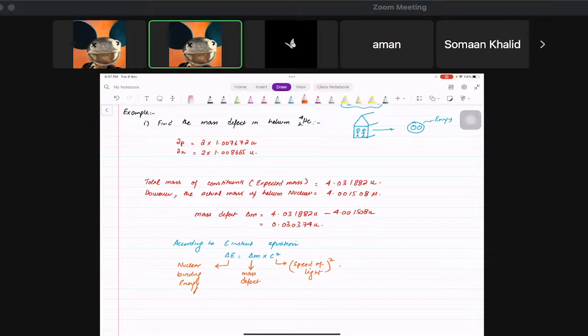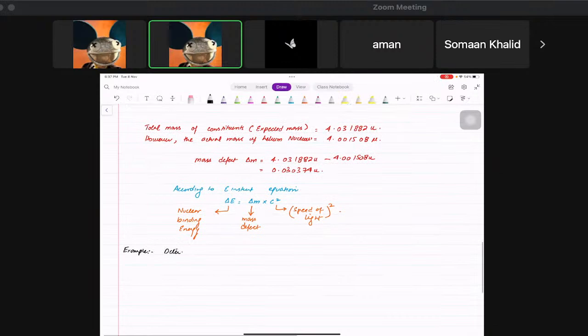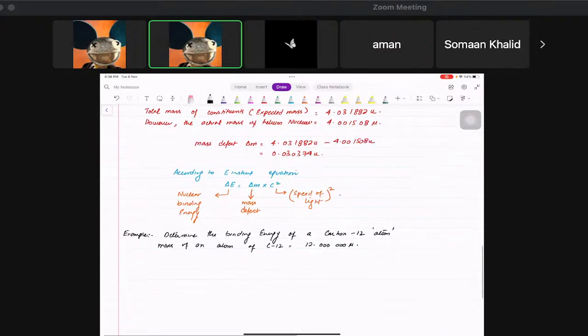Now notice that when we're looking at the helium nucleus, we're not including electrons in this. But suppose that in a question he says to determine the binding energy of a carbon 12 atom. Now, if it's written atom, we already know that the mass of an atom of carbon 12 is equal to 12.0000000 U. Right?